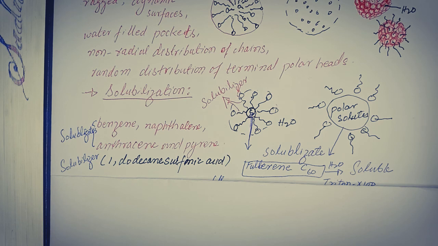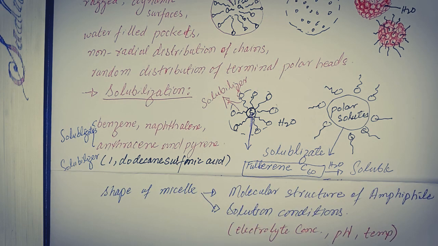Until now we have discussed the spherical or ellipsoidal structure of the micelles, but actually spherical micelles are not always formed, but the shape of the micelle is decided by the molecular structure of the amphiphile and the solution conditions. So the shape of micelle is defined by the type of molecular structure of the amphiphile as well as solution conditions, which are based on the electrolyte concentration, pH and temperature.